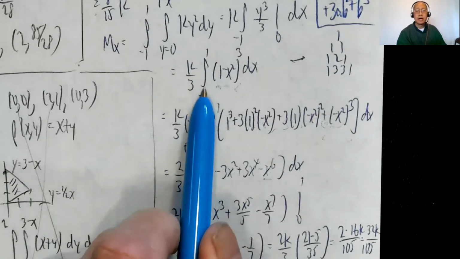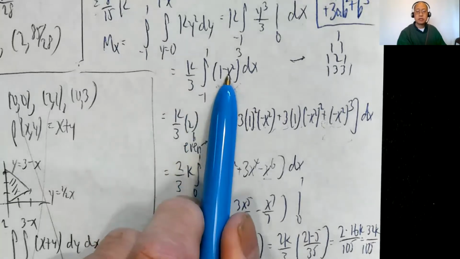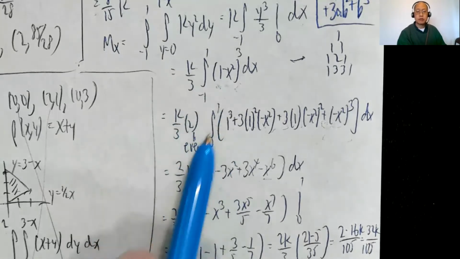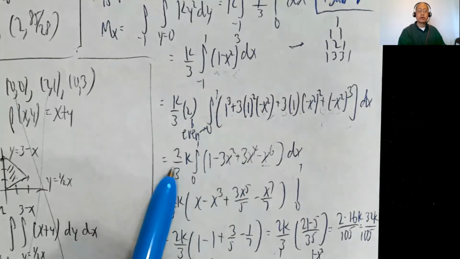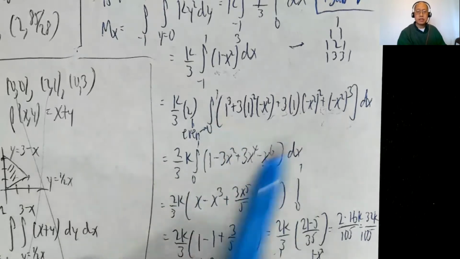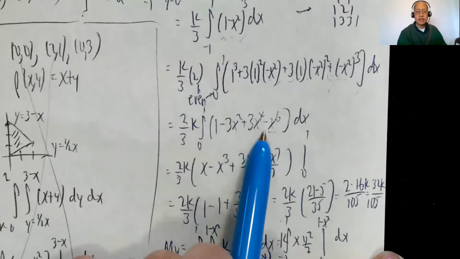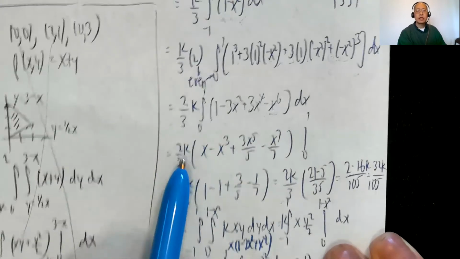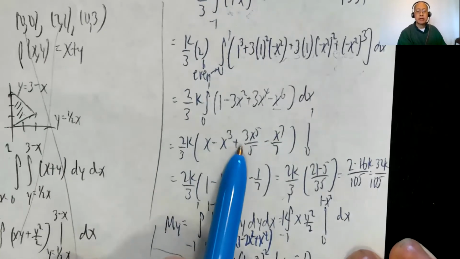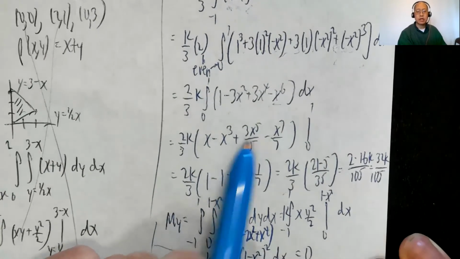Again, this is an even function. So I integrate from 0 to 1 and multiply by 2. So 2k over 3, multiply all this mess out, comes out to be 1 minus 3x squared plus 3x to the 4th minus x to the 6th. So integrate x minus x cubed plus 3x to the 5th over 5 minus x to the 7th over 7 from 0 to 1.